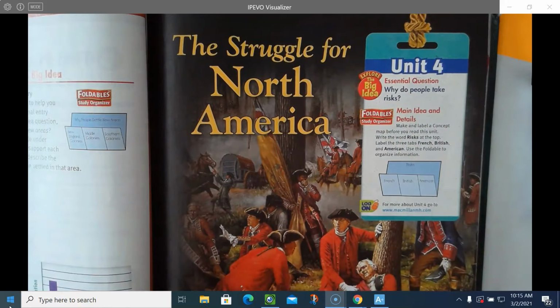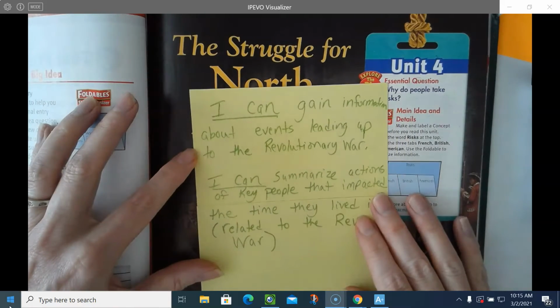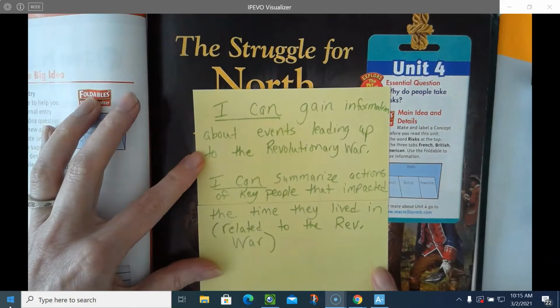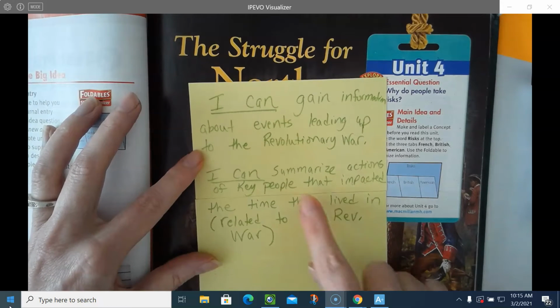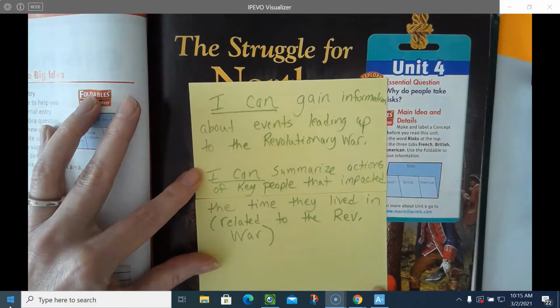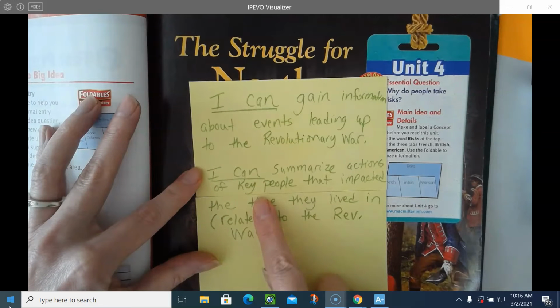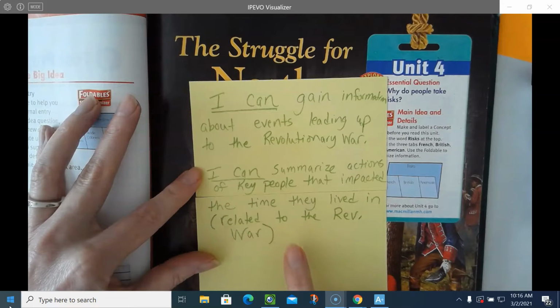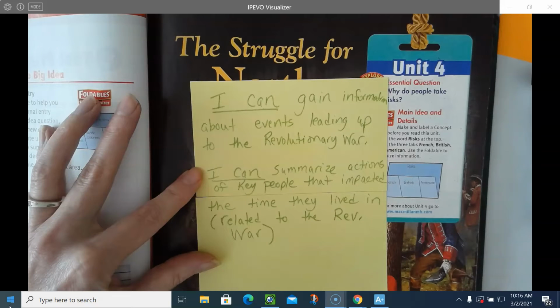Our I-CAN statements. What are we going to be doing in social studies? So we are going to be gaining information about events leading up to the Revolutionary War. And then our big goal is to be able to summarize the actions of key people that impacted the time that they lived in related to the revolution. So as we read, I want you to be looking for key people that are impacting some of the events that led up to that revolution.